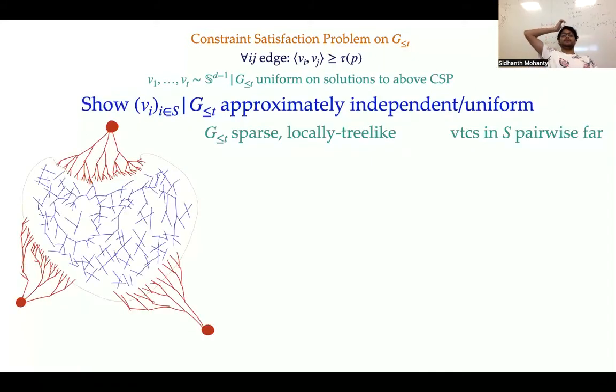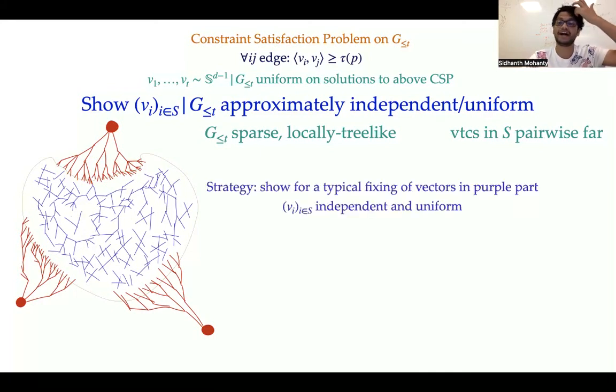Okay, so now one thing about S is that it's typically going to be a constant size set, or maybe at most a logarithmic size set with high probability. So if you take a typical set S in your graph, because of the sparsity of this graph G at most T, it's going to be locally tree-like. Namely, if I draw small balls around all the vertices in S, they're all going to be disjoint balls, and they're going to be pretty far away from each other.